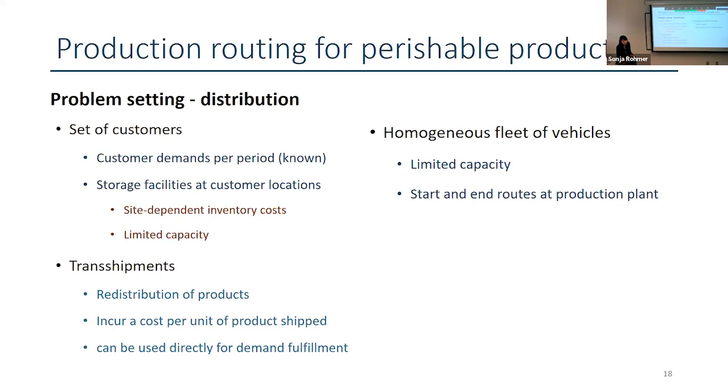Then we consider transshipments, because within grocery retail products are sometimes redistributed from one supermarket to another. These transshipments incur a cost per unit of product shipped and can be used directly for demand fulfillment, okay? Consider an inner city environment: one supermarket has sold out of a specific type of yogurt, while one a few streets back from the same chain still has them, since it's not selling at the same rate. So potentially we can move products between these locations, okay? And there's a homogeneous fleet of vehicles with limited capacity, and all of them start and end their routes at the production plant.